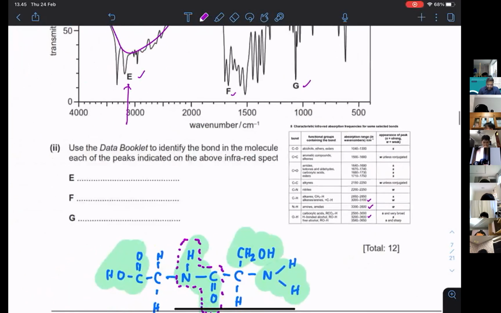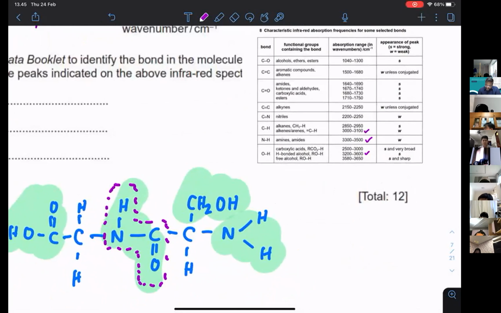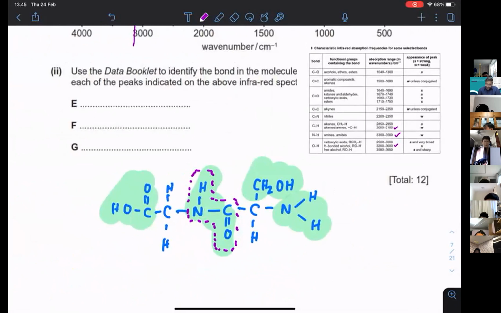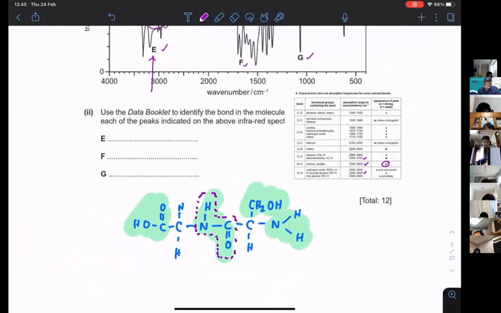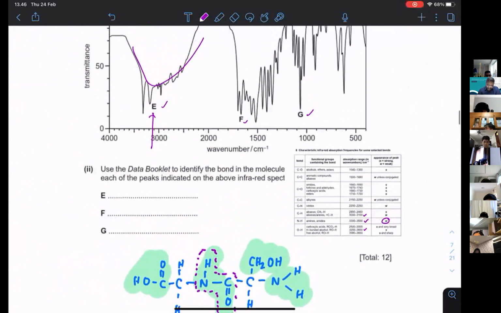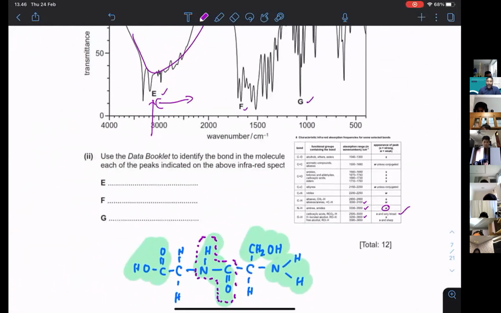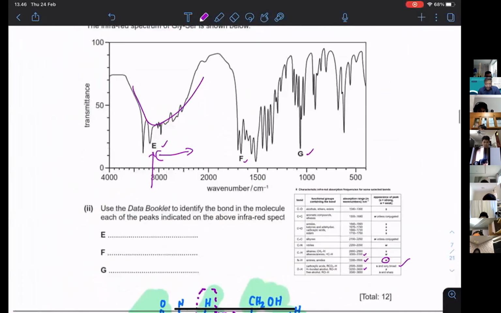So if I look at that E, I see which one should be selected. I have amide, but that is 3300 to 3500, so most probably something like this. And then I do have carboxylic acid, which is from 2500 to 3000, so around there, and it is very broad. You can see that they mentioned it is broad. I do see something that is broad over here.